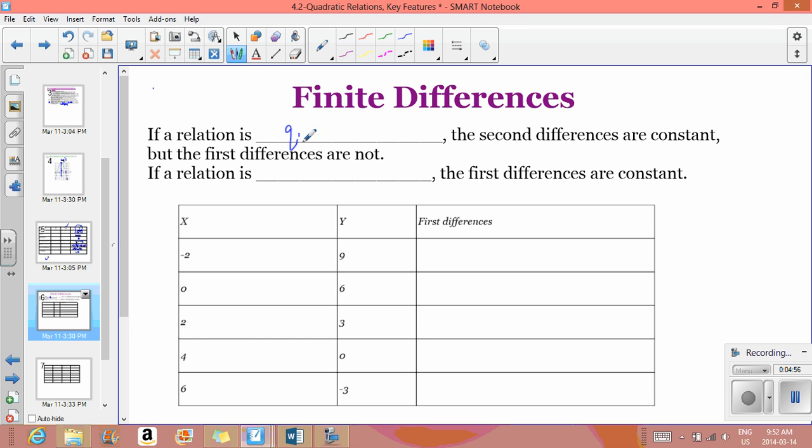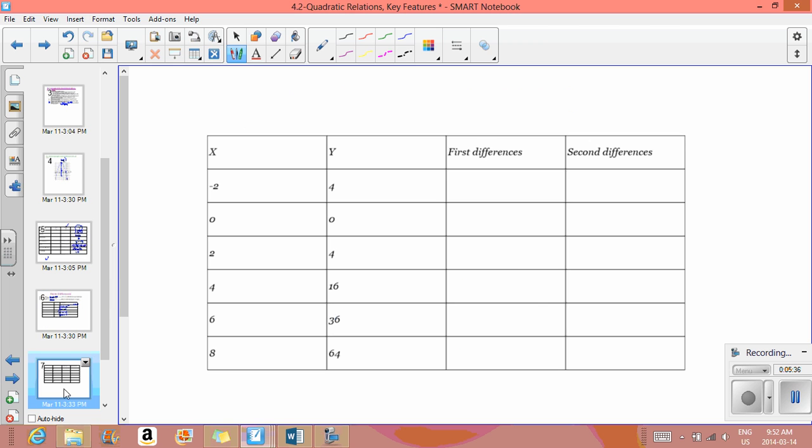If a relation is quadratic, the second differences will be equal or constant. If the relation is linear, the first differences are constant. So if we look at this table that's given, you take the y values, you take the bottom one, and you subtract it from the top one. So 6 minus 9 equals negative 3. And then you do the next two in line. 3 minus 6 equals negative 3. And you keep going. 0 minus 3 equals negative 3. And negative 3 minus 0 again equals negative 3. Because these first differences were all the same, we can conclude that it is a linear relationship.